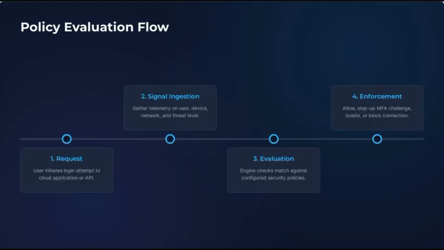Let me show you how a request flows through the engine in real time. Step 1. A user requests access to an app. Step 2. Telemetry is gathered from the device, location, and user status. Step 3. The policy engine evaluates all matching rules, simultaneously using AND and OR logic. Step 4. Enforce the decision instantly. If the policy requires a compliant device and the user is on an unmanaged phone, access is stopped right at the front door.